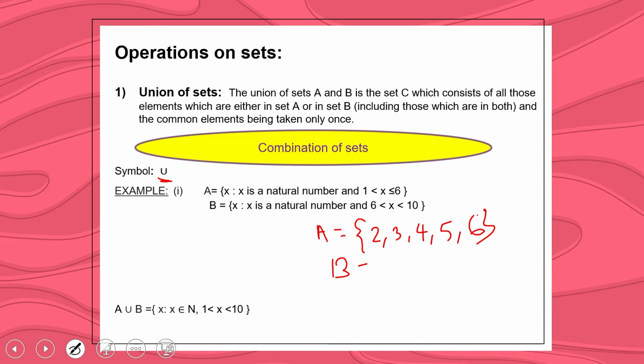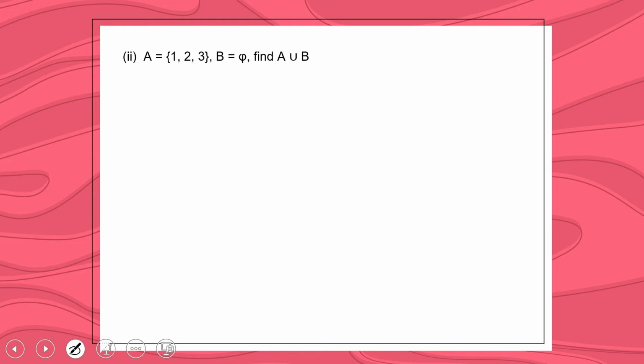Another set in roster form, X is greater than 6, we take 7, 8 and 9, since X is less than 10 also. So A union B equals X such that X belongs to N, since N is the set of natural numbers. 2, 3, 4, 5 all are natural numbers. So A union B equals X such that X belongs to N but X is greater than 1 and less than 10.